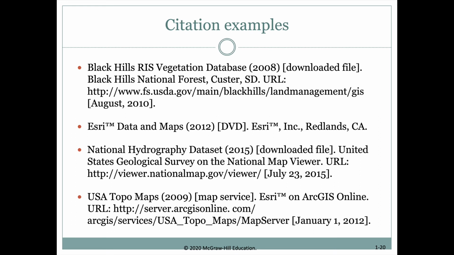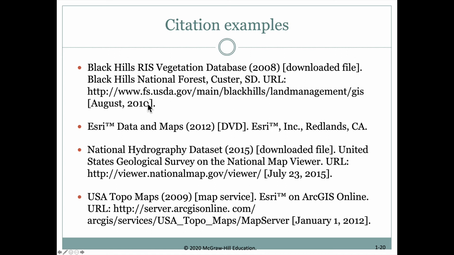So how would that actually look? Once again, these kind of look like references that you would find in a list of references or a bibliography. But it starts out with the name of the database. In this case, it's Black Hills RIS Vegetation Database. This is the year that it was published, and it's indicated it was a downloaded file. This is the organization, the Black Hills National Forest, that put it together. And this is the URL that you can go to if you're looking for this data.